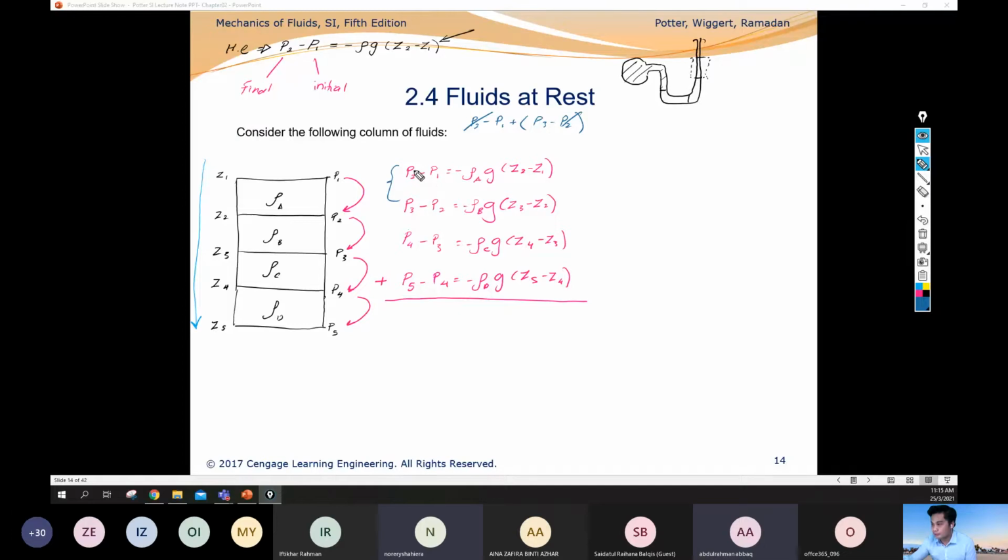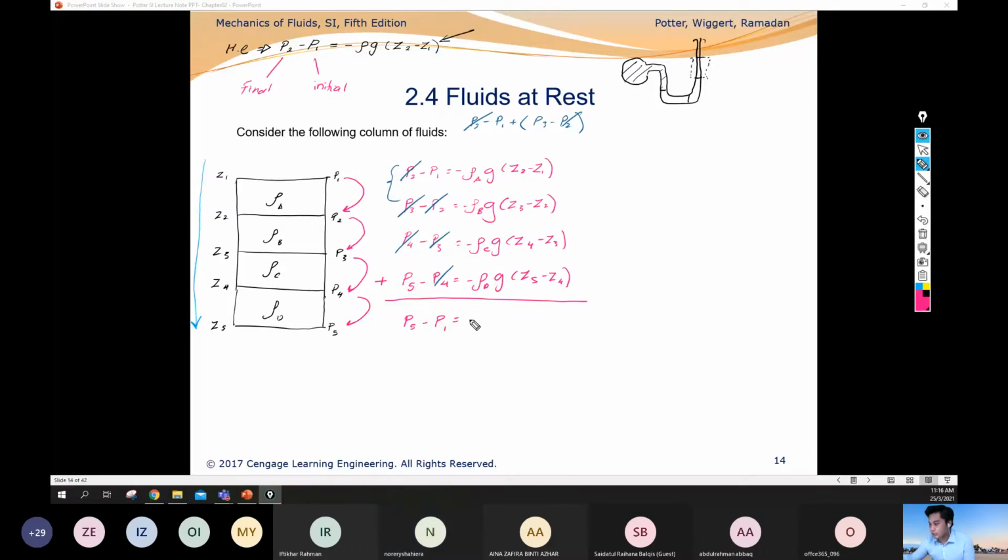So from here, you can simplify P2 with P2, P3 with P3, P4 with P4. What left here? P5 minus P1. Yes, correct. You must take the positive first. P5 minus P1 equal to this one. You cannot simplify, because why? Because you have different kind of fluid, a density A, B, C, and D. For this case, you have the same P2 with P2.